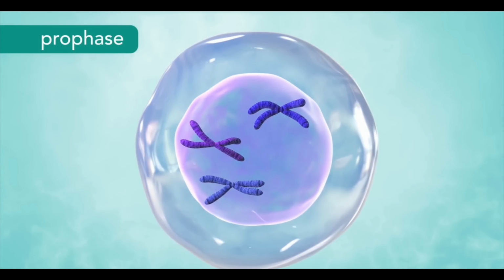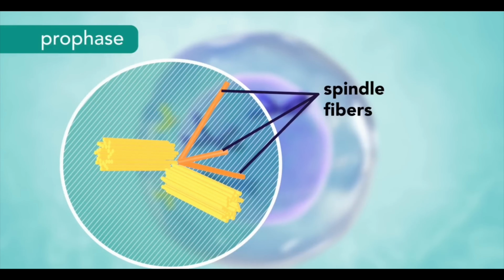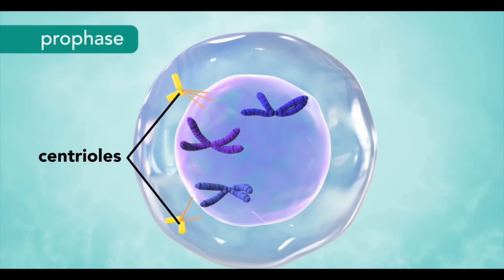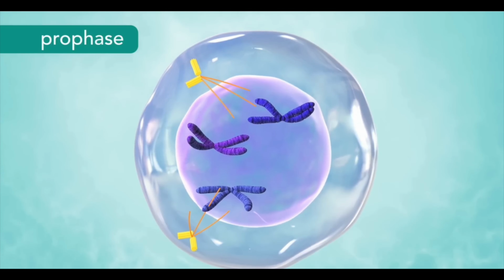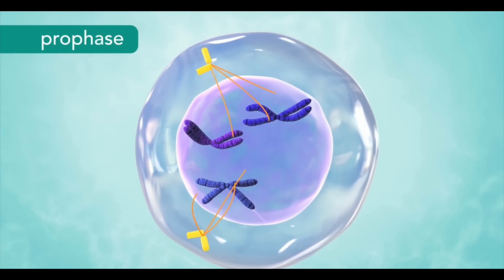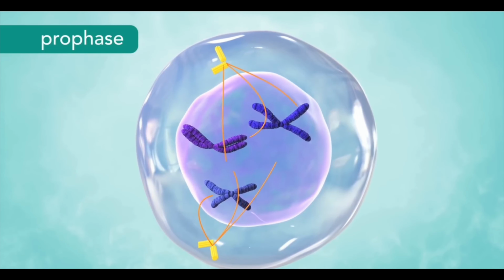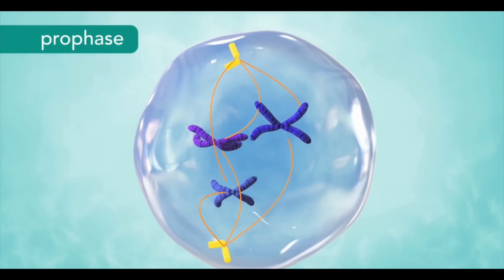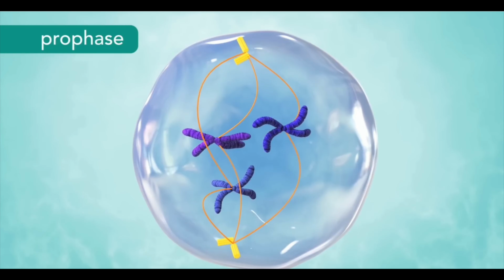Meanwhile, in the cytoplasm, microtubules known as spindle fibers begin to fan out from two sets of paired structures called centrioles. The spindle fibers elongate as the centrioles begin moving to opposite sides or poles of the cell. While this is happening, the nuclear membrane surrounding the nucleus disappears. Now that chromosomes are no longer separated from the cytoplasm, the opposite ends of the spindle fibers can attach to the centromeres.